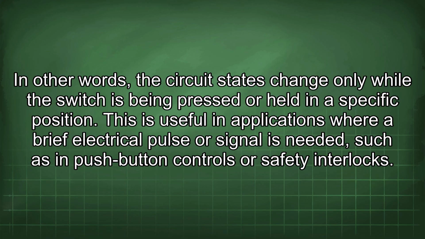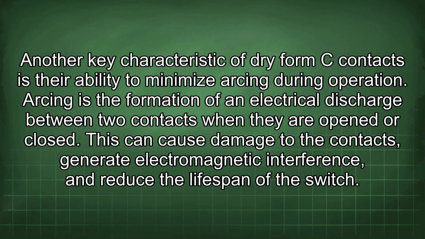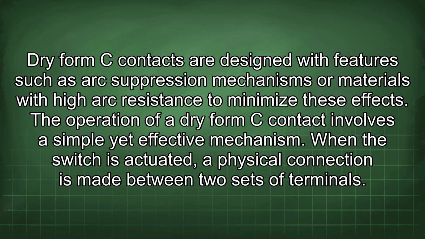Another key characteristic of dry form C contacts is their ability to minimize arcing during operation. Arcing is the formation of an electrical discharge between two contacts when they are opened or closed. This can cause damage to the contacts, generate electromagnetic interference, and reduce the lifespan of the switch. Dry form C contacts are designed with features such as arc suppression mechanisms or materials with high arc resistance to minimize these effects.